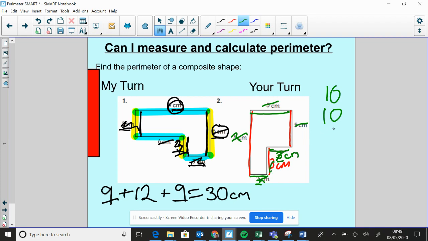Finally, I've got 3 and 3. We've got 6 there. So 10, 10, and 6. So for this one, hopefully you got 26 centimeters there.